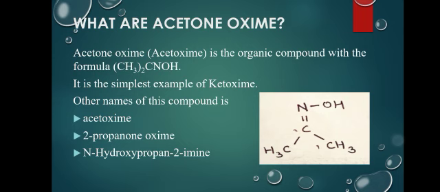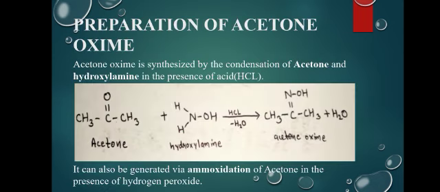Now next we will see the preparation of acetone oxime. Acetone oxime is synthesized by the condensation of acetone and hydroxylamine in the presence of acid to form acetone oxime, by releasing water. This can also be generated by oxidation of acetone in the presence of hydrogen peroxide. Now one point arises here: what is the meaning of oxidation? Oxidation is an industrial process for the production of nitriles using ammonia and oxygen.